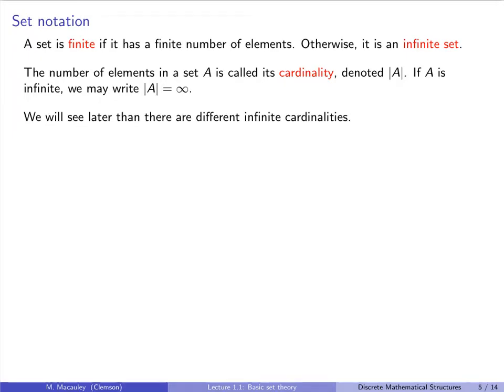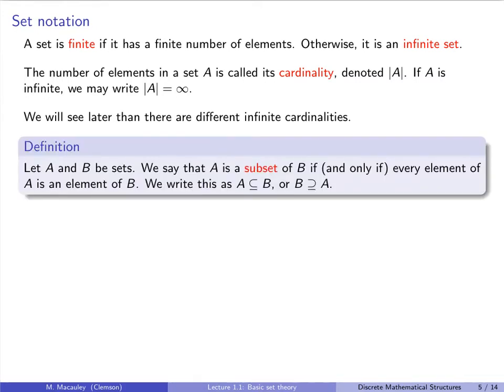At this point, I should probably mention something that we are going to see later, which is that there are different infinite cardinalities. In other words, there are different sizes of infinity. This is a concept that the first time you see it, seems shocking, like it can't be true. But I'm mentioning this because when we write that A is an infinite set here, we're not saying how big A is. All we're saying is that it is not finite.